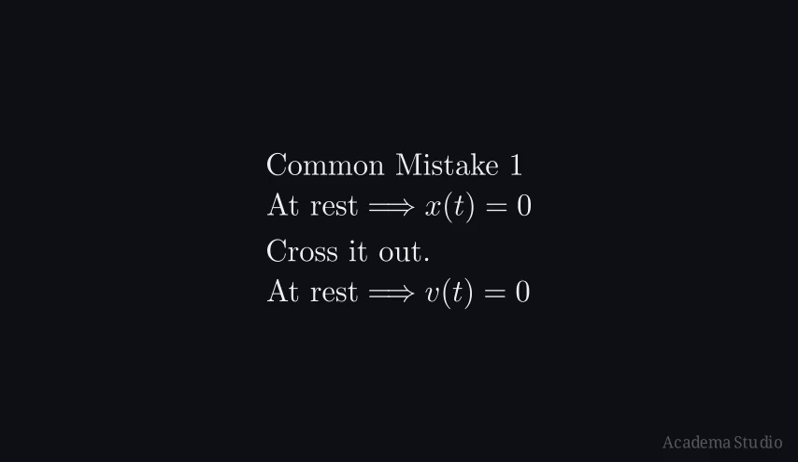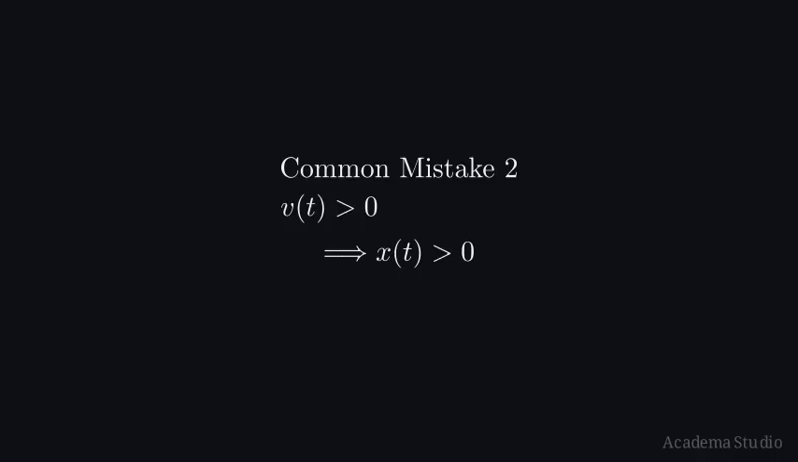Common mistake 1: at rest, x(t) equals 0. Cross it out. At rest, v(t) equals 0. A positive velocity does not mean the particle is on the positive side of the axis. Velocity determines direction, while position determines location. v(t) greater than 0 does not imply x(t) greater than 0. Cross it out.